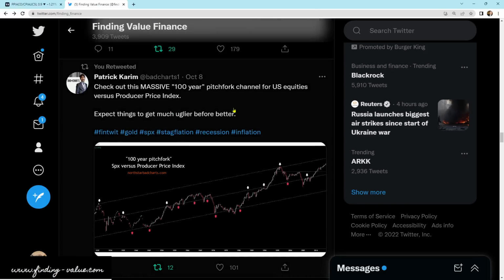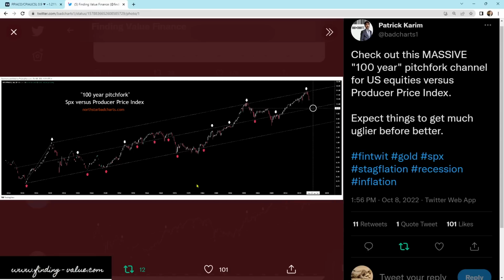We've got, check out this massive 100-year pitchfork channel for U.S. equities versus the producer price index. The producer price index is that gauge of inflation on the front end. Think of it as oil and natural gas, and we're right at the peak here.